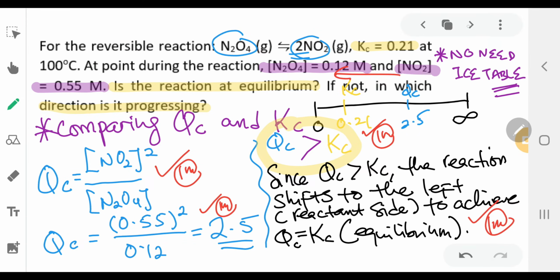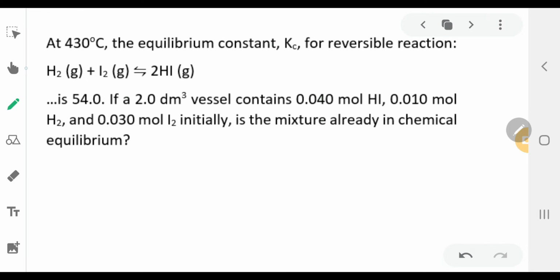Okay, so let's try another example. So right here, do we need to use an ICE table? That's the question. Again, if you are asked to compare Q and K, you do not have to construct the ICE table. Let's analyze the question a little before we decide. I like to look at what the question wants first, then I will have an idea of what I need to do.